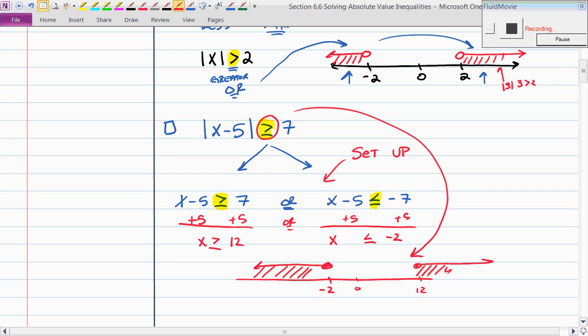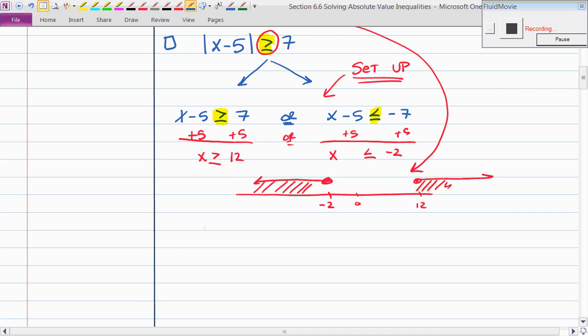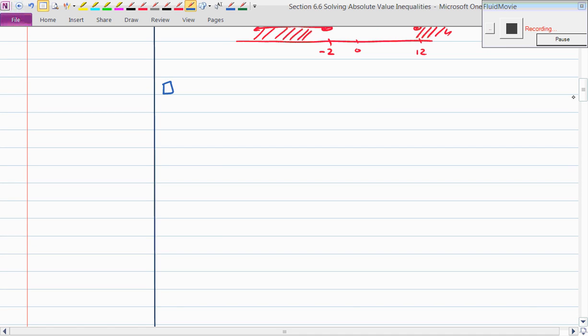So that's the proper setup, and that's going to be super important for getting all these problems correct here. And again, the reason we have the or is because we have two different directions that we're going. All right, we're going to do a less than problem, and then we're going to do some practice problems. So here we go. We're going to solve and graph.